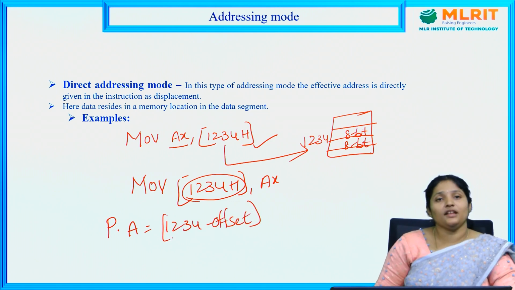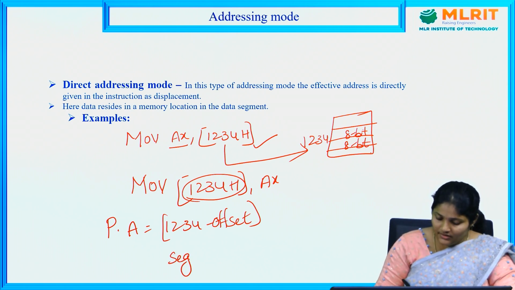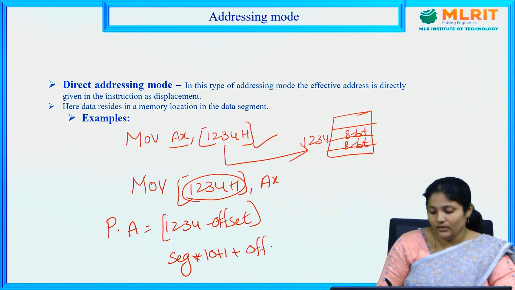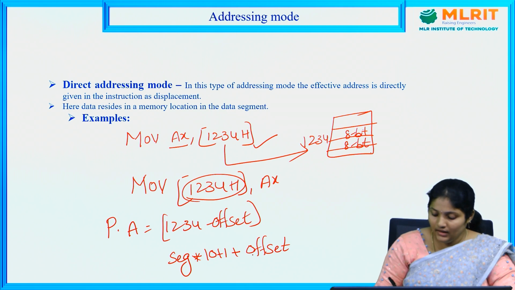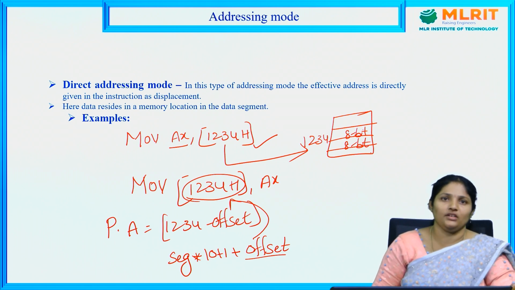As you all know, to calculate the physical address, we need to multiply the segment register by 10H and add the offset value. So in this particular addressing mode, the offset value will be the value we are mentioning in the square brackets. It just represents the address of that particular memory location.